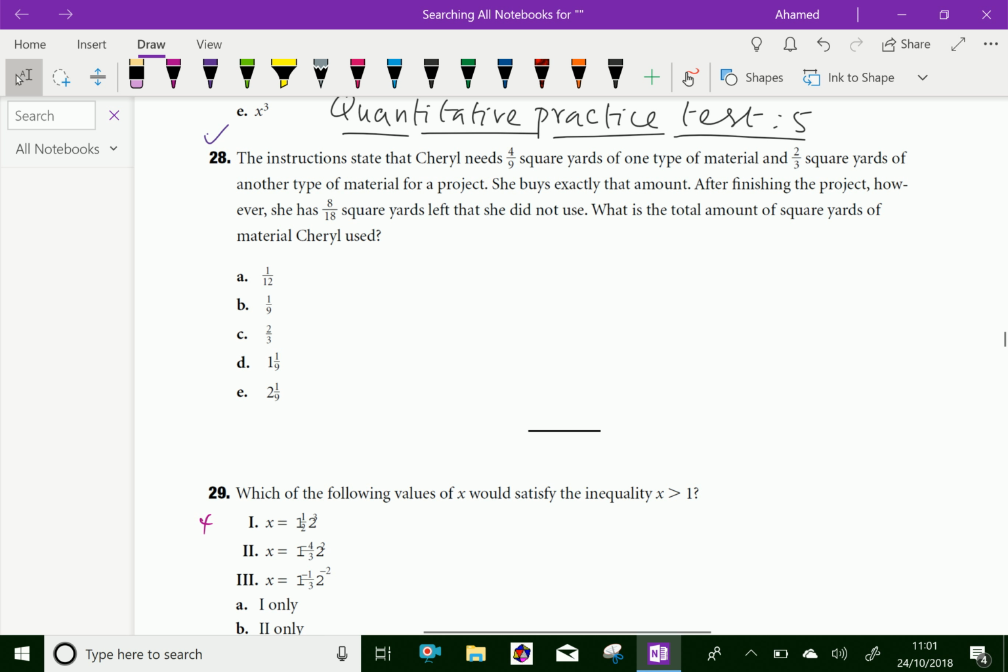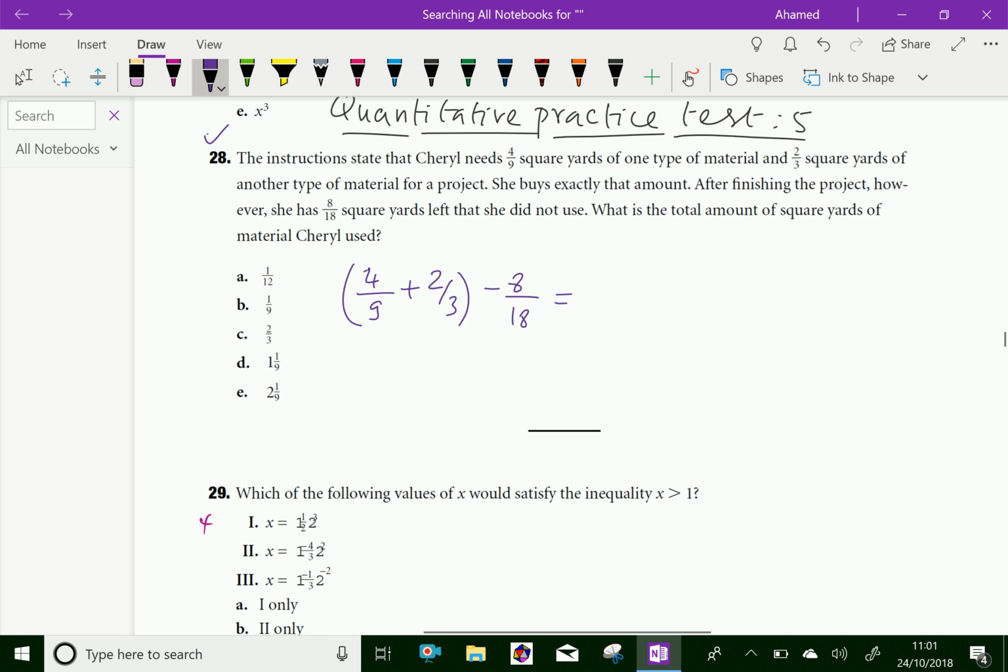Here she bought 4/9 of one material plus 2/3 of another material. After using for the project, she has left over, that is minus 8/18. So this figure gives the total amount of square yards of material Cheryl used.